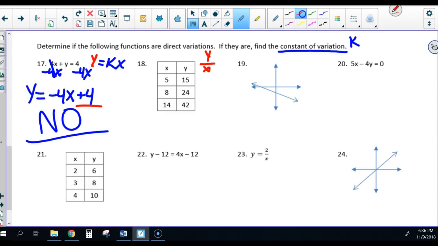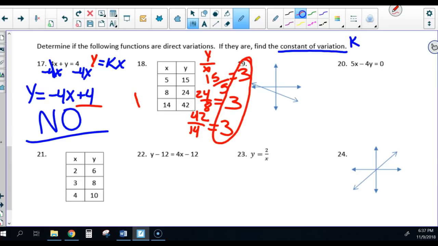Number 18, I know a table has to have the same y over x for every row on the table if it's a direct variation. So, 15 over 5 is 3. 24 over 8 is 3. 42 over 14 is, I think, 3. Yes, it's 3. Everything is the same. Everything is 3. So, yes, this is a direct variation. What is my k? It is y over x, which is 3. A graph has to be a straight line through the origin. Big no there. Doesn't go through the origin.